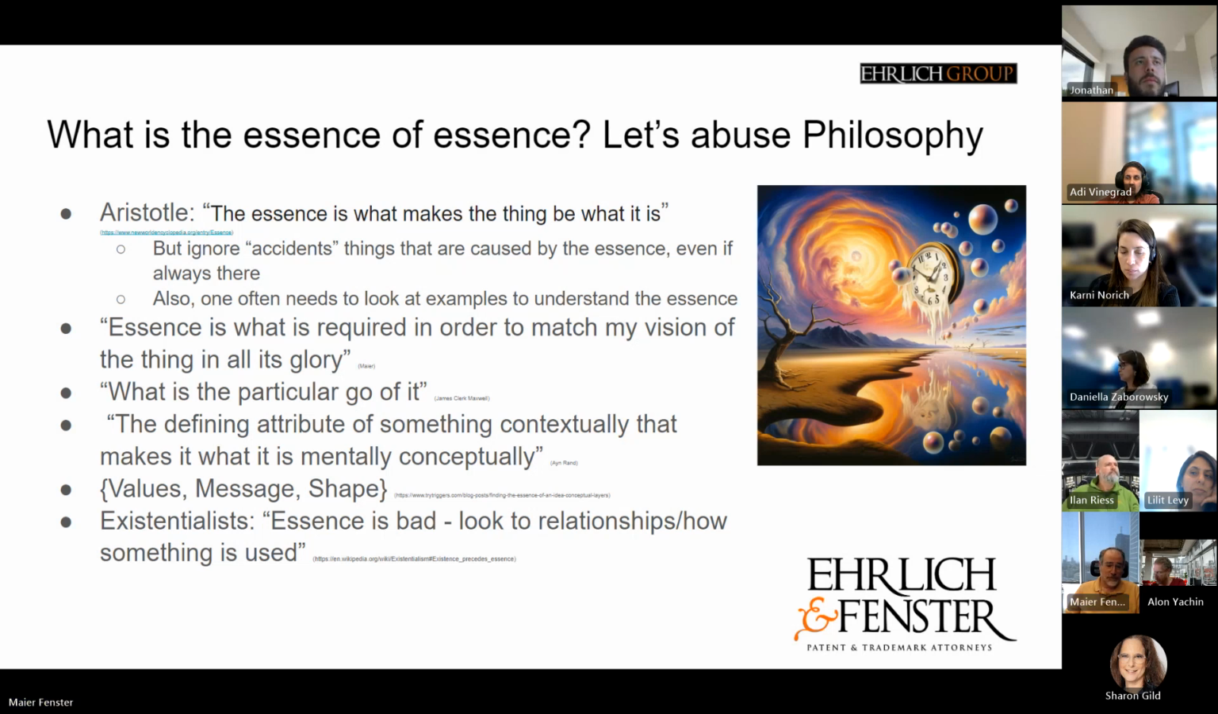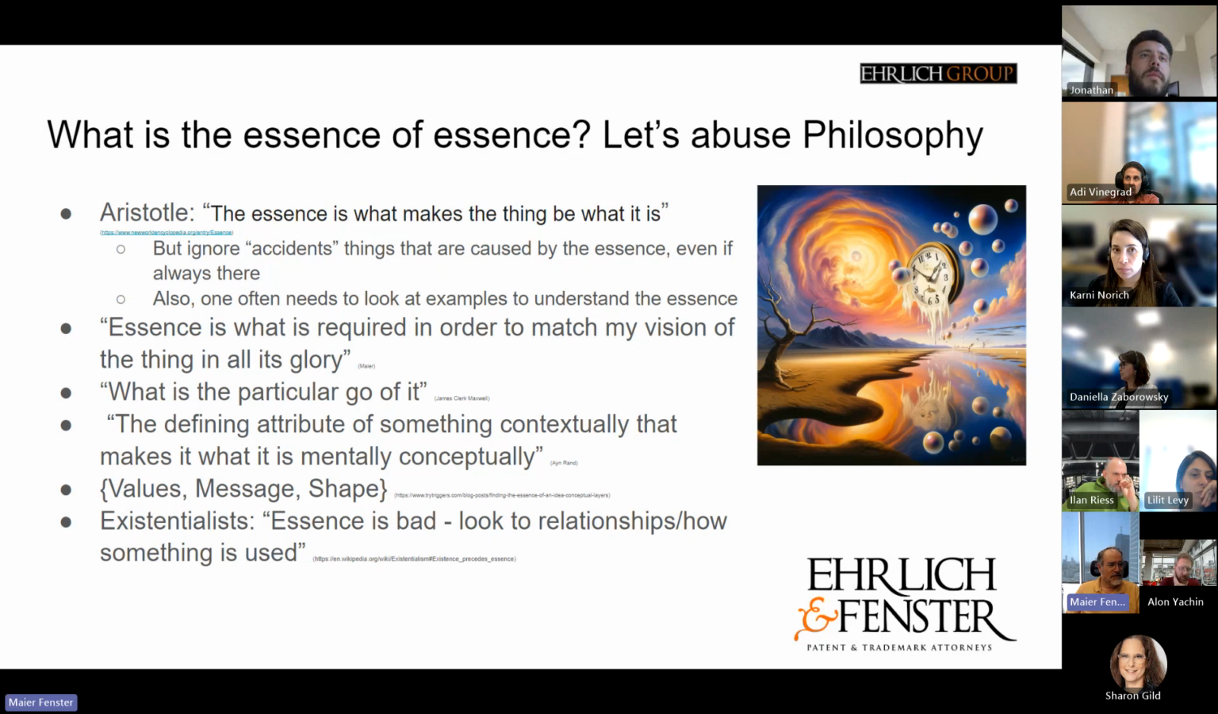Maxwell, you know, I love the sentence of his, what is a particular go of it? What is that thing inside which makes it happen? The essence of it. Ayn Rand, an objectivist: the defining attribute of something contextually that makes it what it is mentally, conceptually.